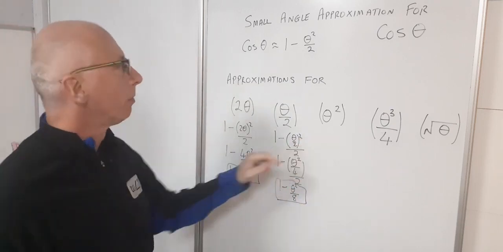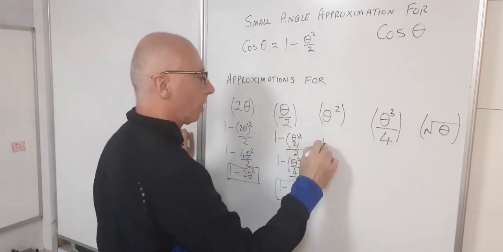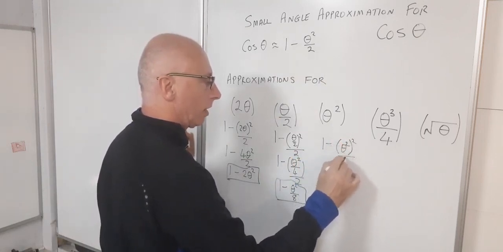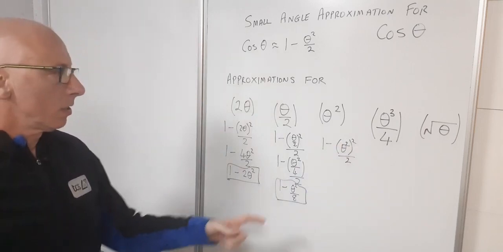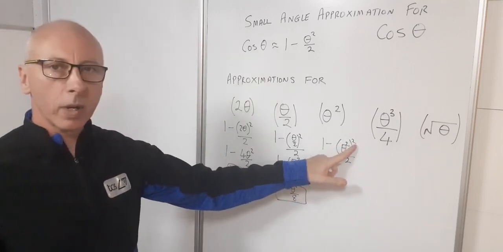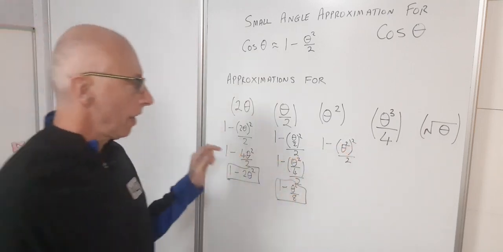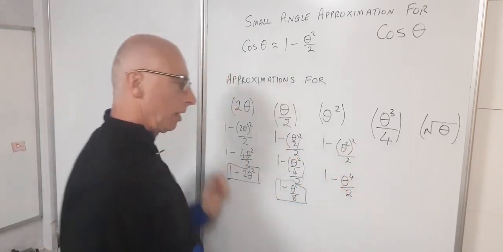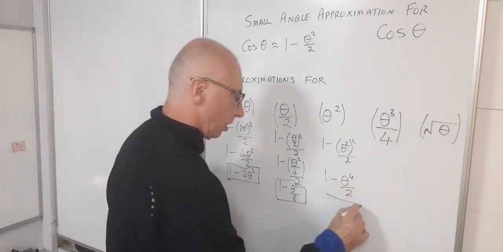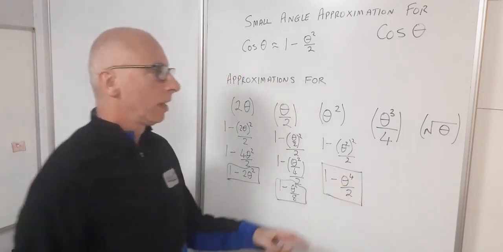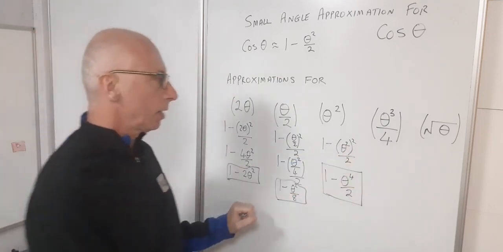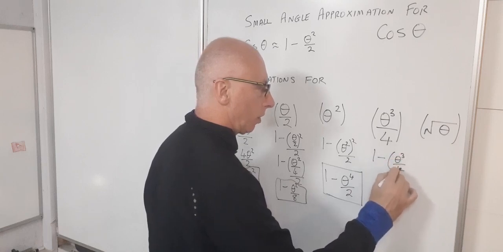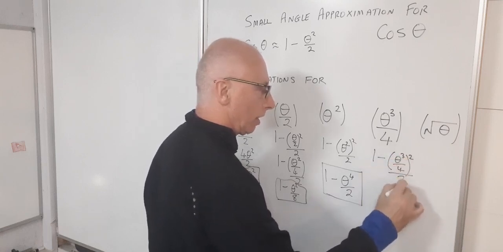Okay, what about this one? So again, let's input it into here. 1 minus theta squared, all squared, over 2. So simplify off, theta squared squared is theta to the 4, and that's divided by 2. So that's 1 minus theta to the 4 divided by 2, and that's that one finished straight off. Now what about this one? Again, let's plug it in. 1 minus theta cubed over 4, input squared, divided by 2.